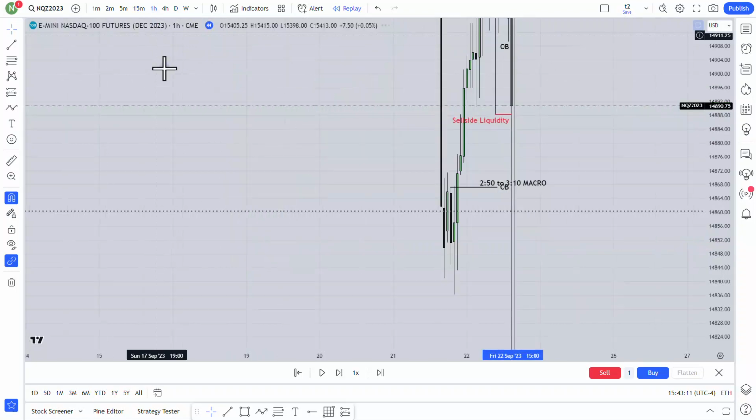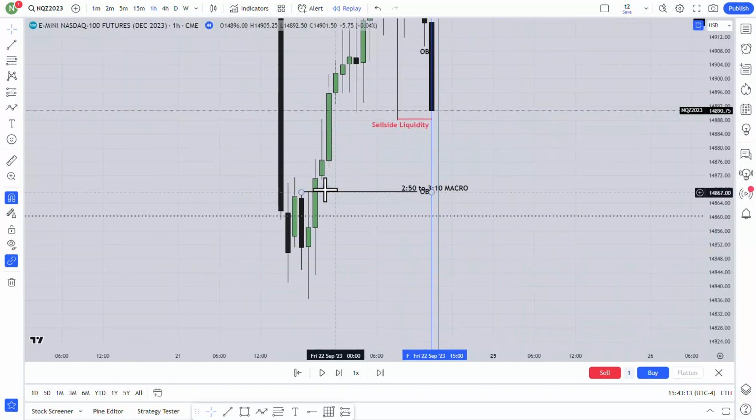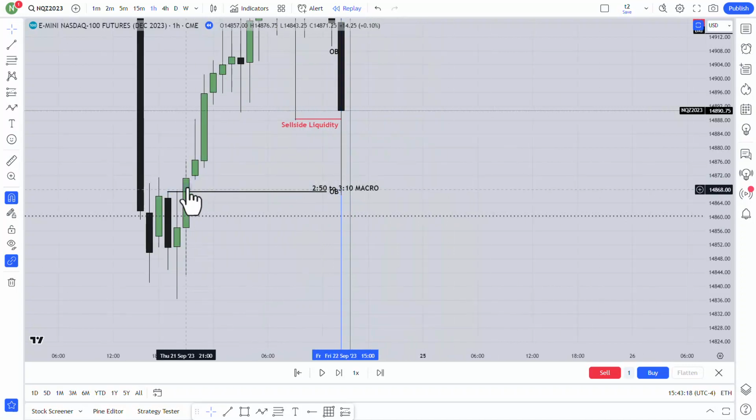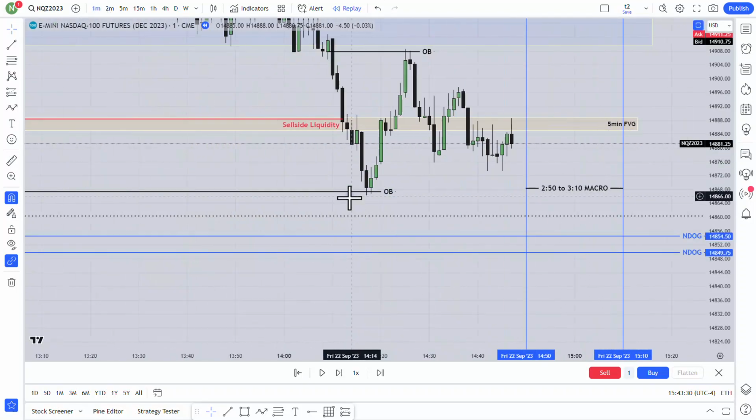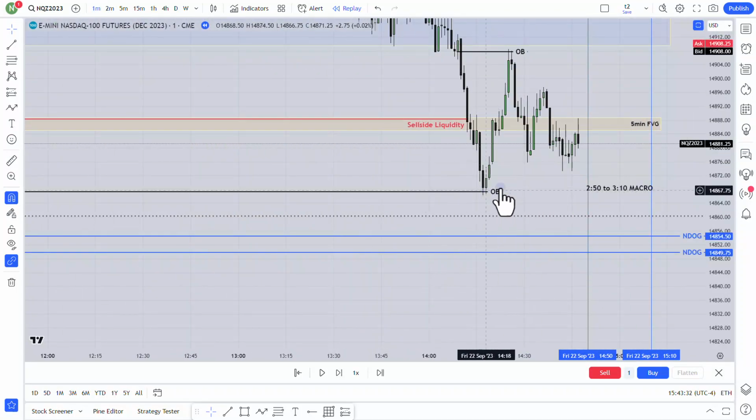Then I went to hourly chart, and at hourly chart I find this is a very nice order block as well as a very nice fair value gap. So I marked this order block from hourly chart. Let's go to the 1 minute again. So this is the hourly order block.